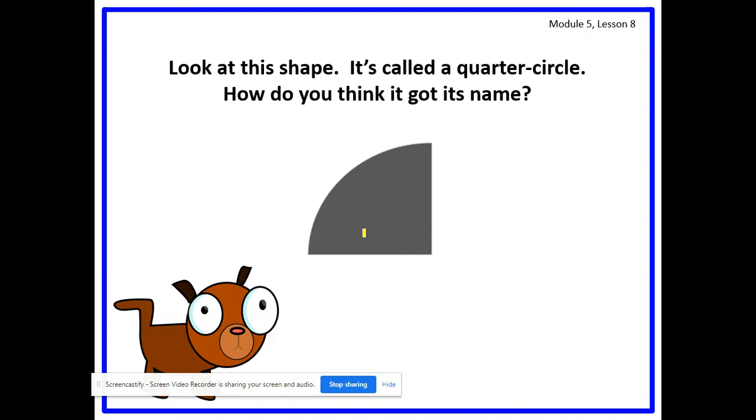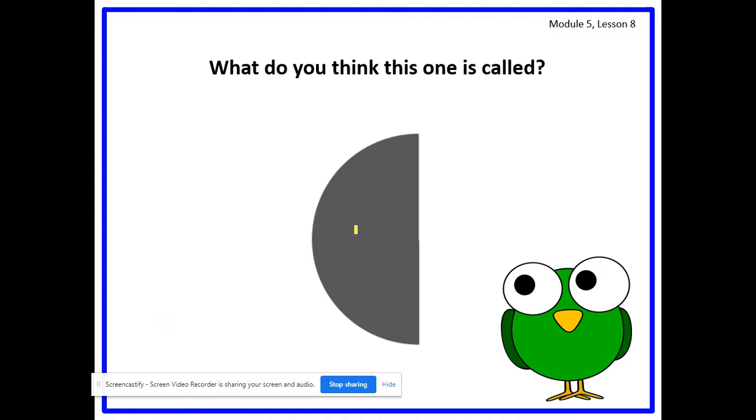You are right. So if this shape is a quarter circle, what do you think this shape is called? Give me some ideas. Go. Well, let me tell you. This is called a half circle. Can you guess why? Because it comes from a whole circle that got cut into halves. So if you put it together with another piece that is the same size, you would get a whole circle. So this is called a half circle. What is it called? Get ready. Yes, a half circle. Awesome job, boys and girls.